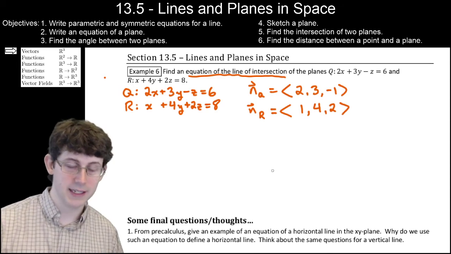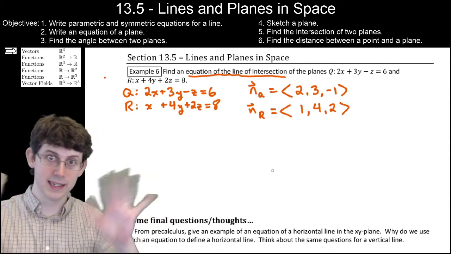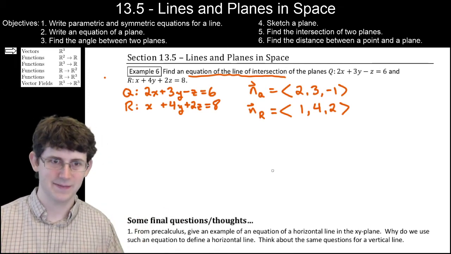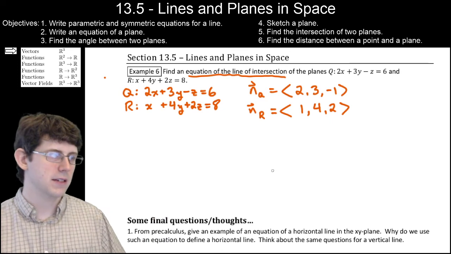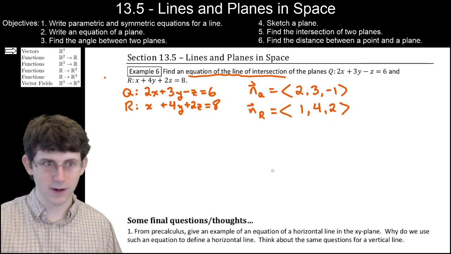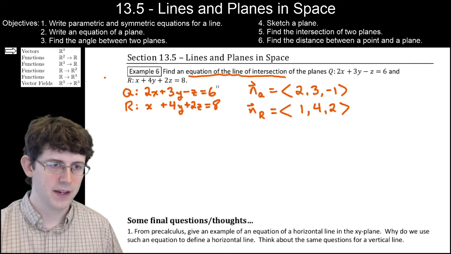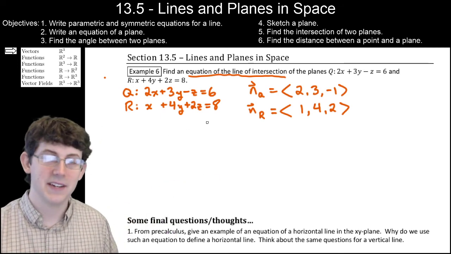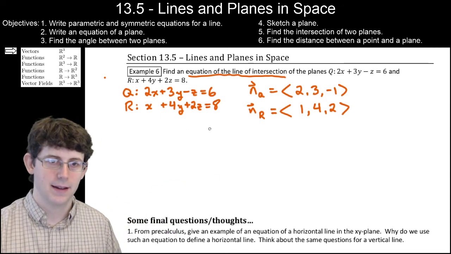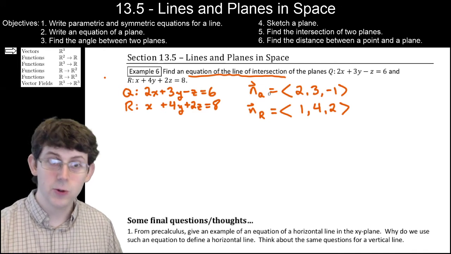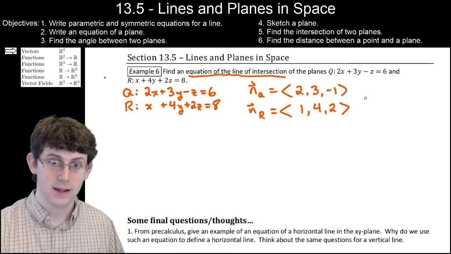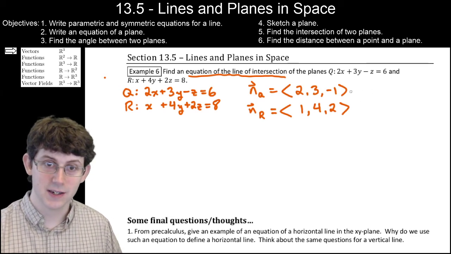These normal vectors tell you which way the planes are oriented. These normal vectors aren't in the planes, but yeah. Okay, so what are we looking for? We're looking for the one direction, like the one line, that these planes have in common. Here is the direction that Q does not go, and here's the direction that R does not go. So it has to be whatever our answer is.